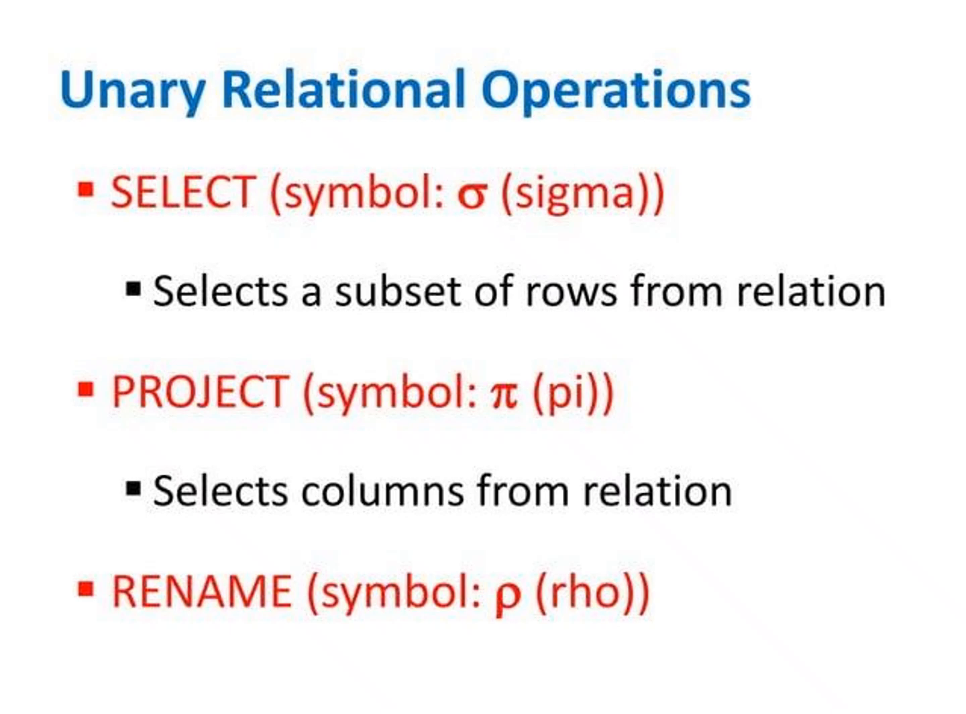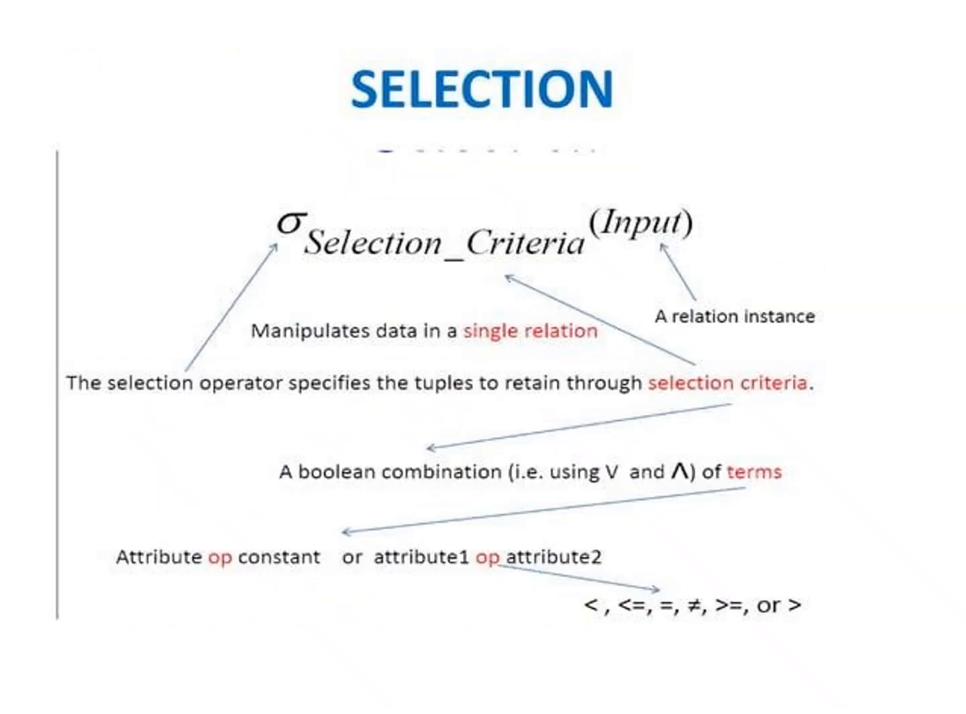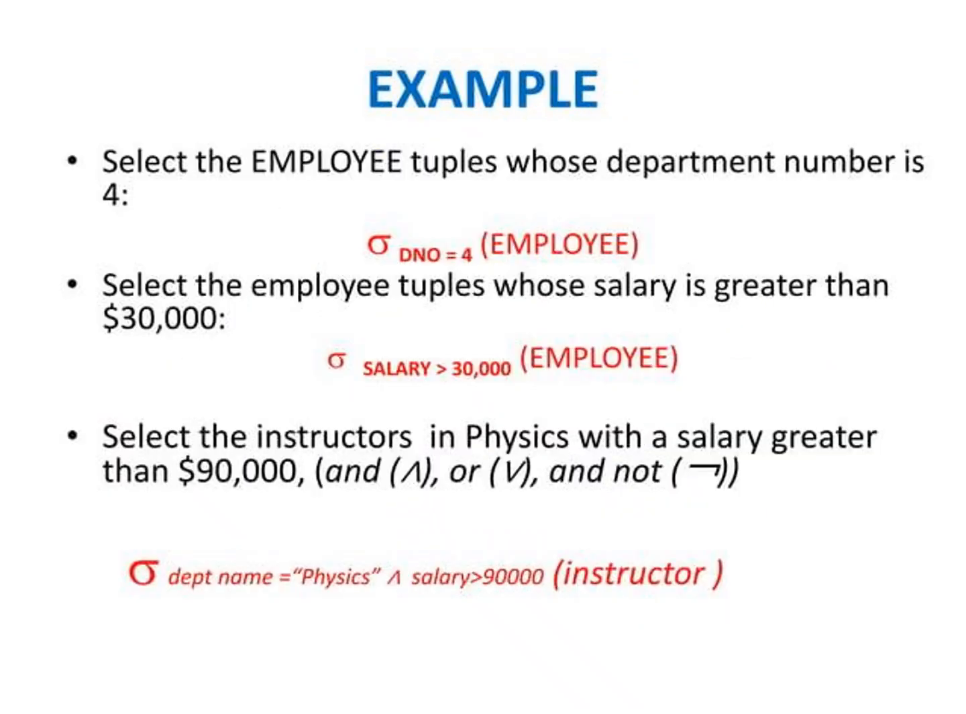Sigma selects a subset of rows from a relation. Project has the symbol pi, which selects columns from the relation. Rename is represented by the symbol rho. This is the selection. For example, sigma, then the selection criteria have to be given, and then a relation instance is given as input. Here we have to select the employee tuples whose department number is 4. So we use the selection operation, sigma, with department number DNO equal to 4 in the employee table.